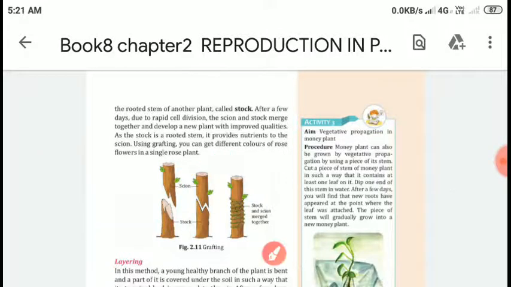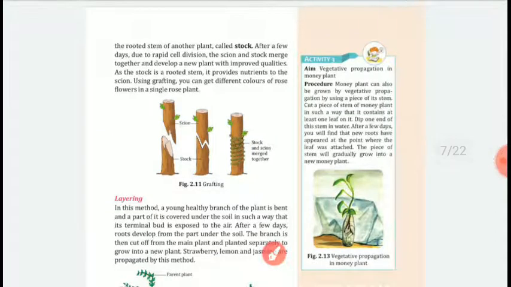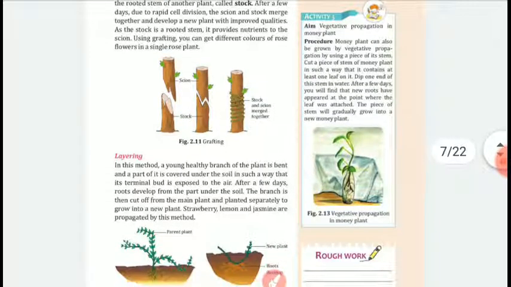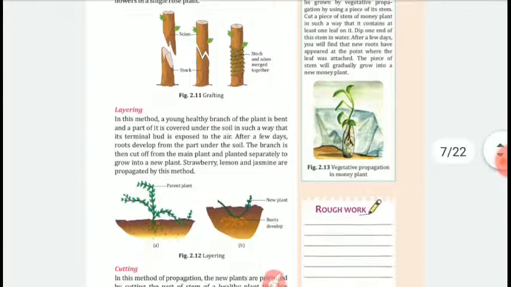Layering. In this method, a young healthy branch of a plant is bent and part of it is covered under the soil in such a way that its terminal bud is exposed to air. After a few days, roots develop from the part under the soil. The branch is then cut off from the main plant and planted separately to grow into a new plant.